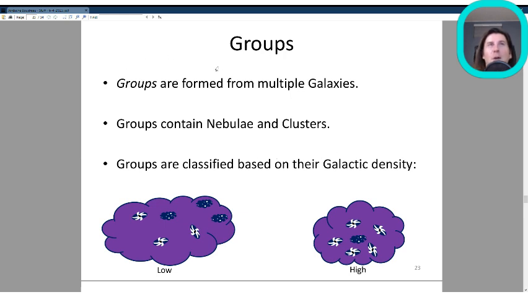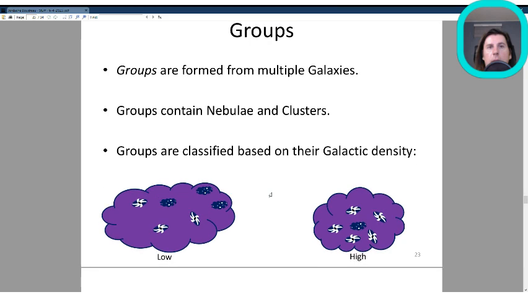So groups are formed from multiple galaxies. Groups contain nebula and clusters, and groups are classified based on their galactic density. So you can have a low density kind of thing, and you can have a high density kind of thing happening.